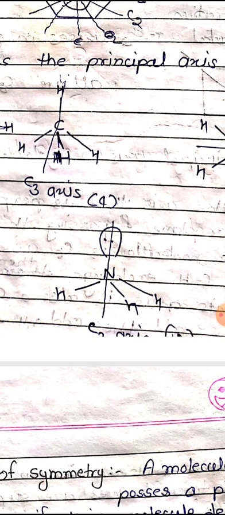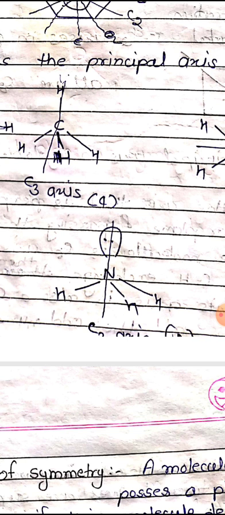Ammonia molecule is a pyramidal molecule in which three hydrogens are present in the same plane, nitrogen is present above this plane and a lone pair of electrons is present on nitrogen. Thus, it is a pyramidal structure. In this pyramidal structure, consider the axis that passes through the lone pair of electrons and the nitrogen, and that is perpendicular to the plane of the three hydrogens.